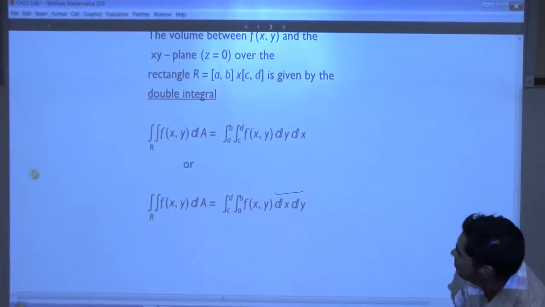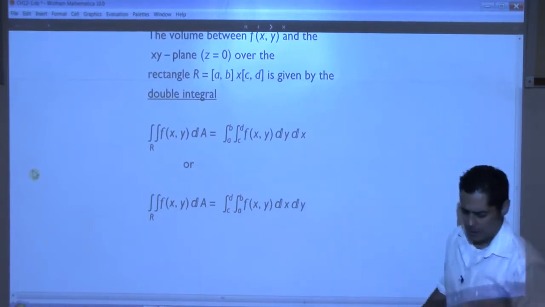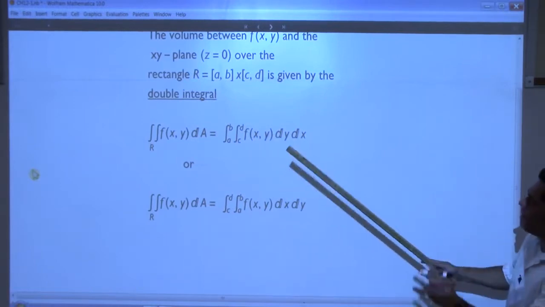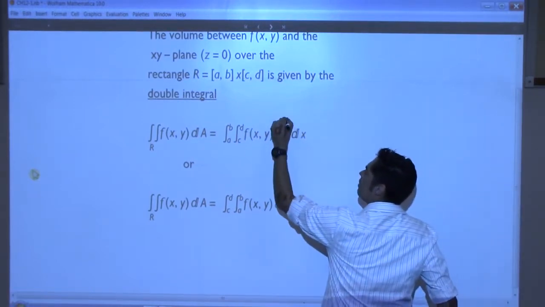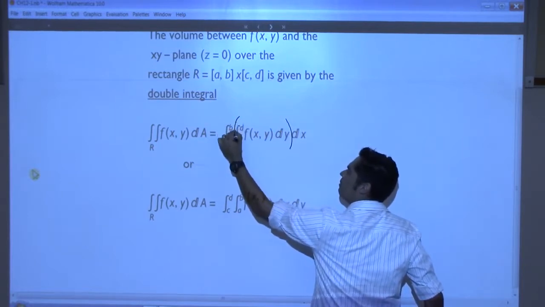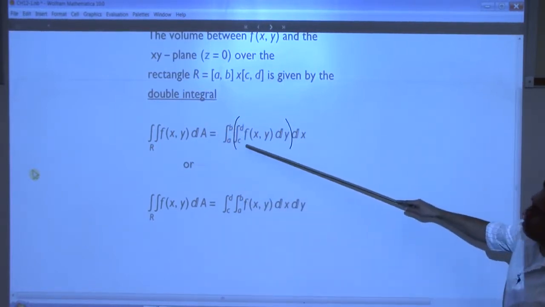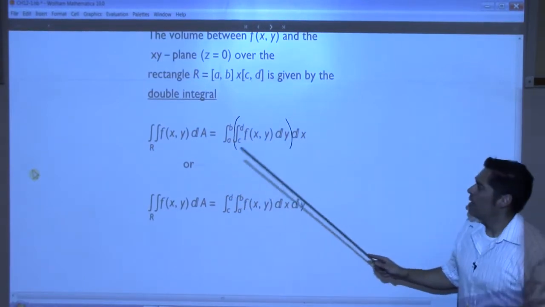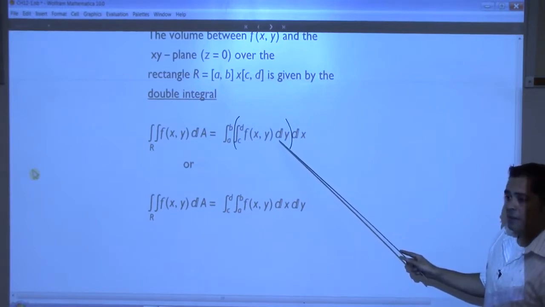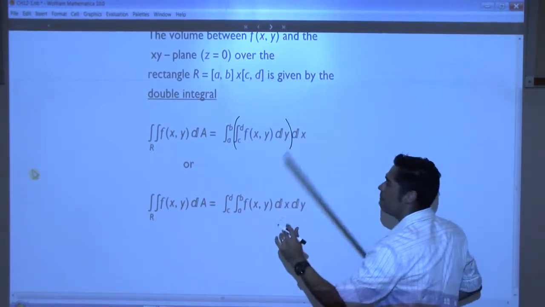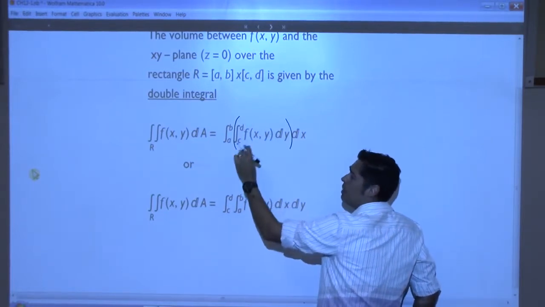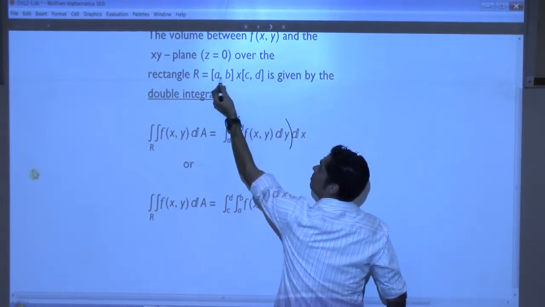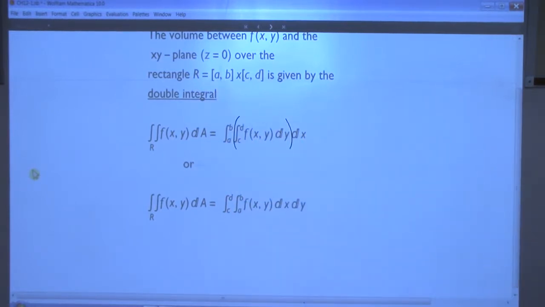Or it's this other formula. What's the difference between these two? Let's see. This one, let's look at this one. If we work from the inside out, the inner integral, which I mean right here, the limits of integration are c and d, aren't they? c and d are your y values, aren't they? And I'm integrating with respect to y. Then I have an outer integral, which takes this answer and integrates from a to b and with respect to x. And that's because x corresponds to the a b, right, the x-axis.